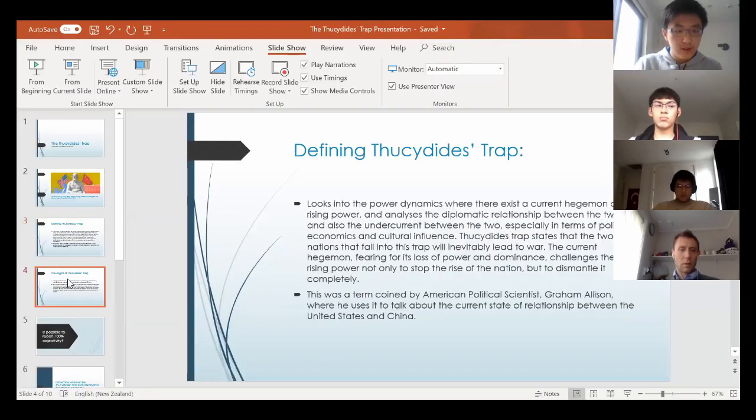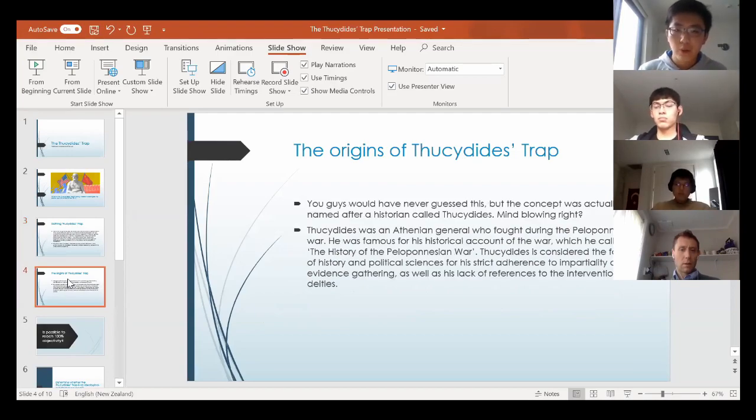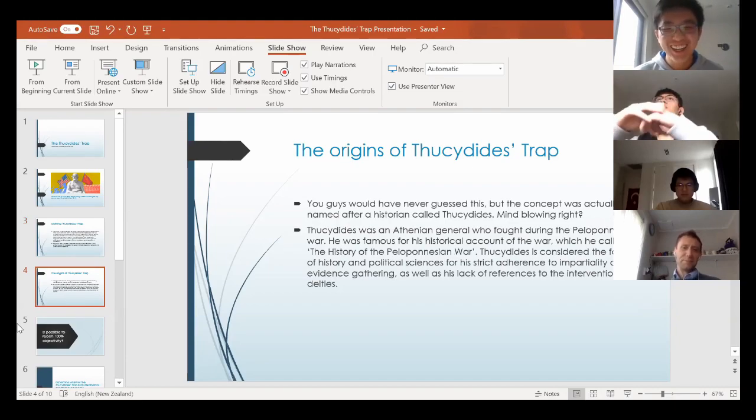Okay, so now I think it is important for every term that we consider the origins of the Thucydides Trap. And so you guys would have never guessed this, but the concept was actually named after a historian called Thucydides. Mind-blowing, right? Whoa. It's literally named Thucydides. You guys would have never thought about that, right? So it's just mind-blowing. Arguable.